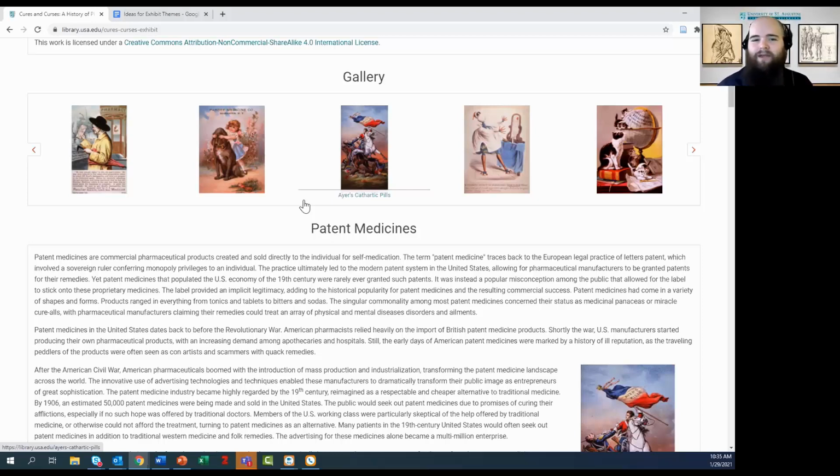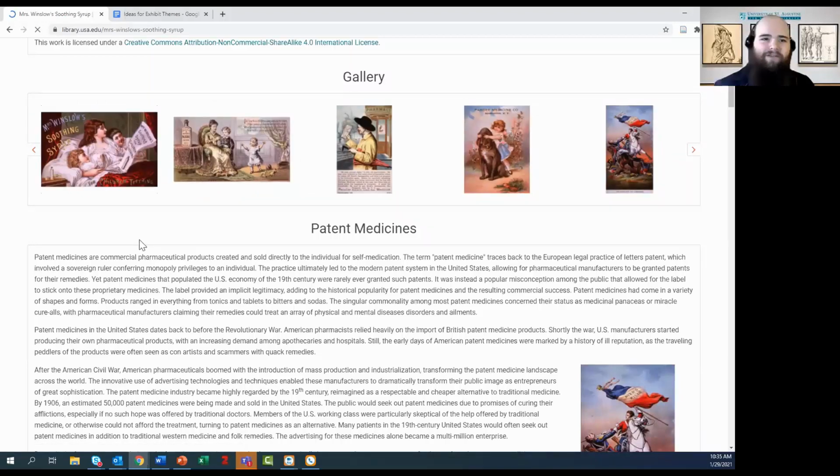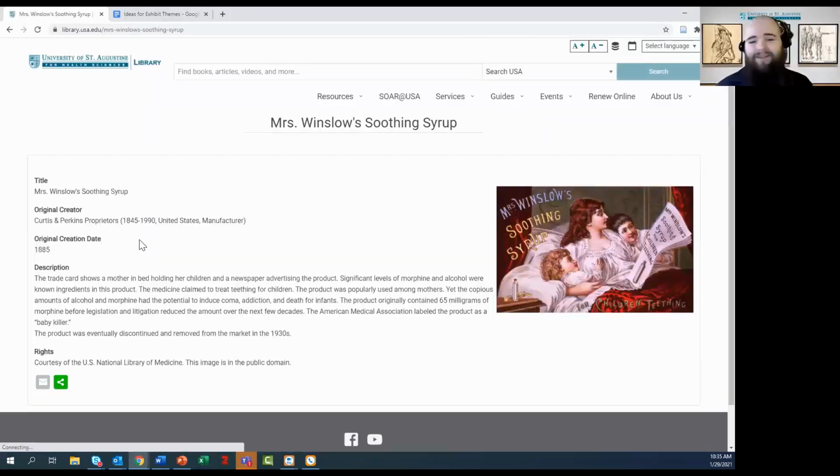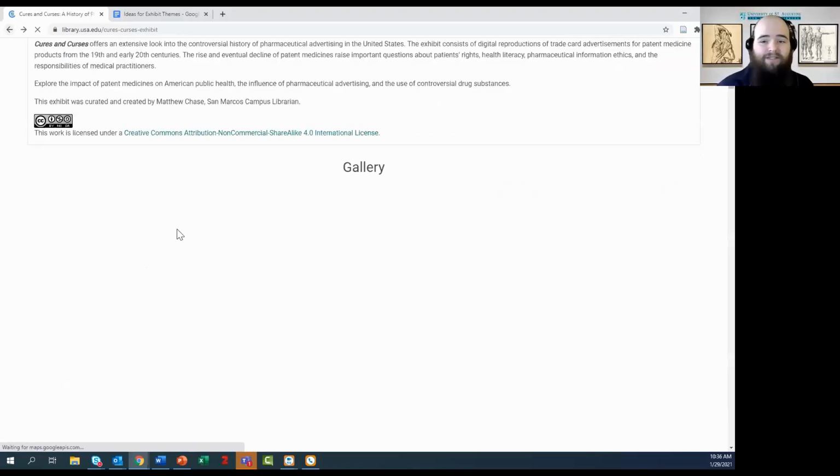There's one example we have here, the Soothing Syrup, which had copious amounts of alcohol and morphine in particular, and it was meant to soothe teething in children. It led to the deaths of infants and young children as a result, and was banned, but it wasn't removed until the 1930s. Even the American Medical Association labeled the product as a baby killer, essentially.